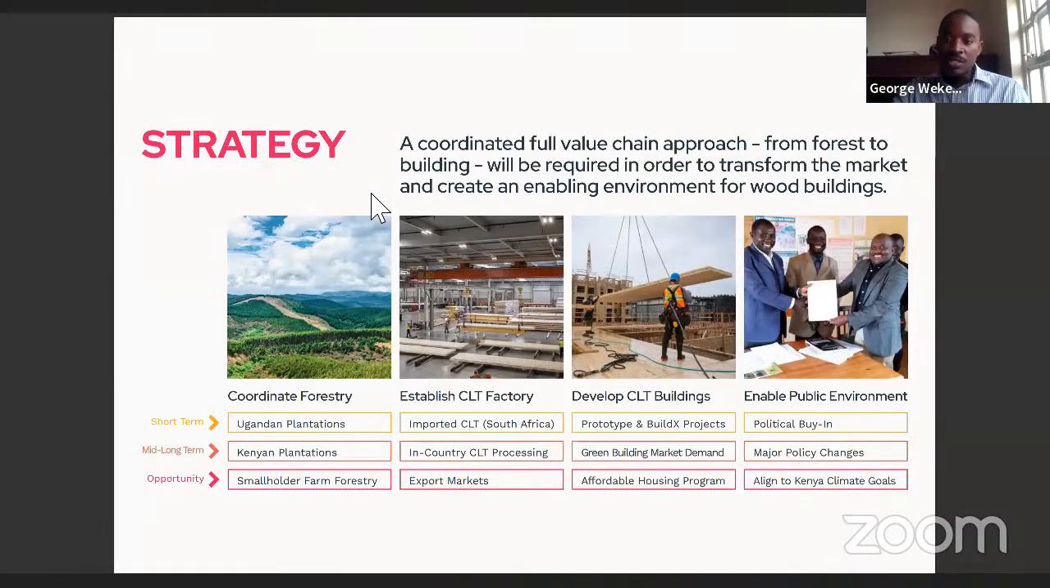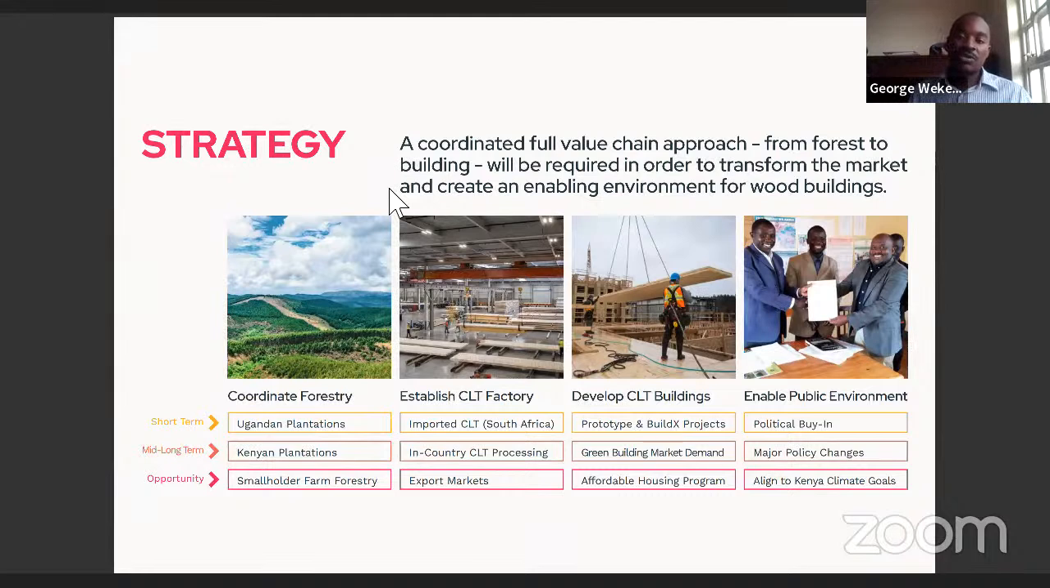Our strategy as BuildX, we're thinking of it in three ways. So first, having conversations with different stakeholders within the whole value chain of the industry, from forests all the way to government, and thinking about how we can affect major policy changes. So in the short term, we would be building demonstration projects here in Nairobi or within Kenya.